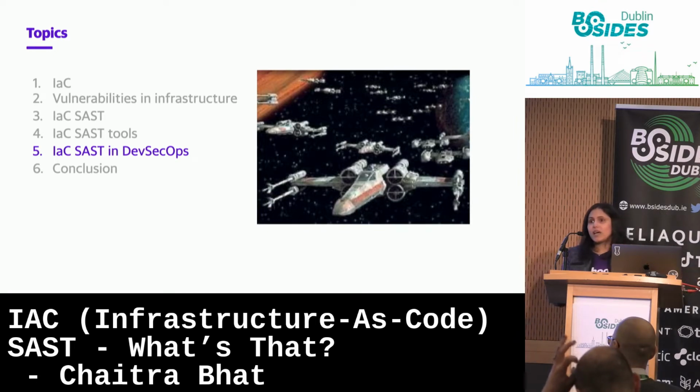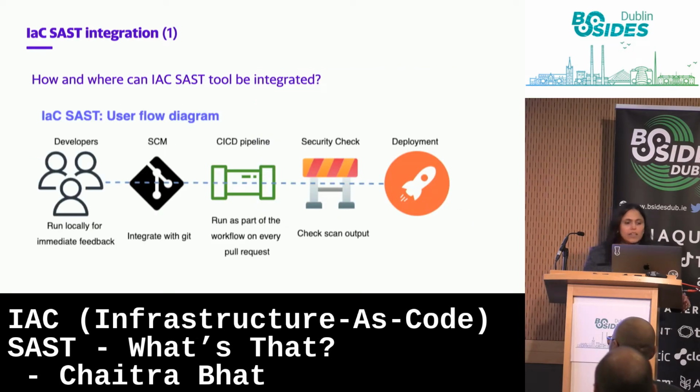Now that we've seen some examples of IAC SAST tools, let's see how we can deploy it in our DevSecOps cycle. Here is a simple user flow diagram from a developer's perspective, right? It would be ideal if the tool is integrated locally in the IDE, or maybe in the local Git, so that as the developer is coding, the developer gets immediate feedback, and they can go and fix this issue then and there, and integrate it with your Git again.